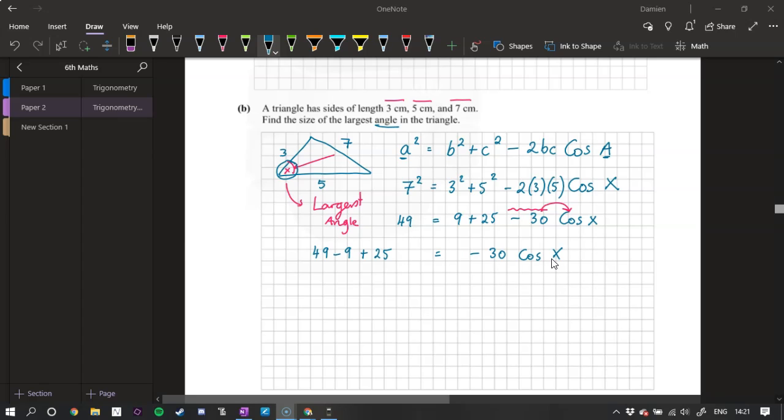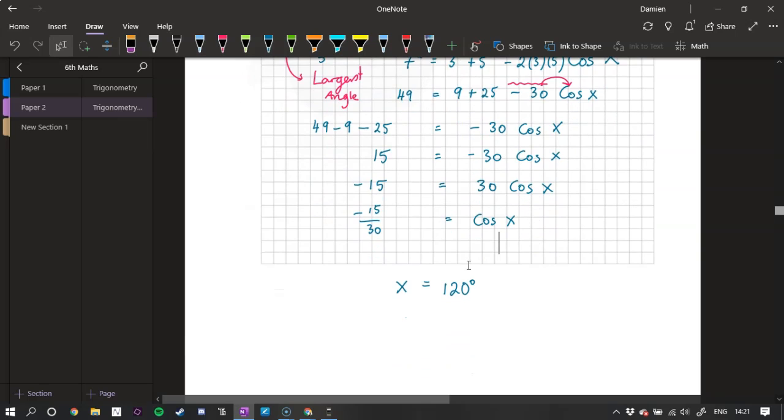So let's work this out. I just realized I made a small mistake here. That shouldn't be plus 25, that should be minus 25, of course. So 49 minus 9 is 40, and 40 minus 25 then is 15. So 15 is equal to minus 30 cos of x. So that means minus 15, bring the minus across, gives you 30 cos x. And again, we want cos x on its own, so it's going to be minus 15 over 30 equal to cos of x. And minus 15 over 30 is minus 1/2.